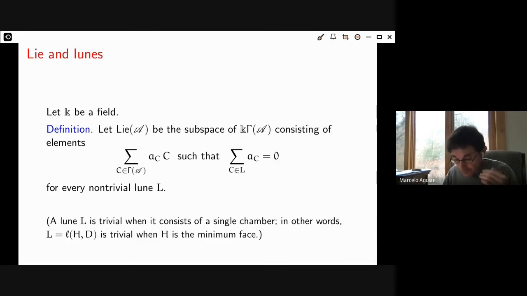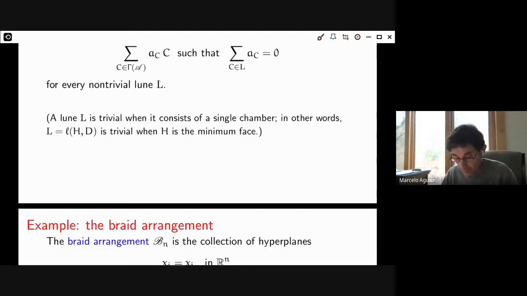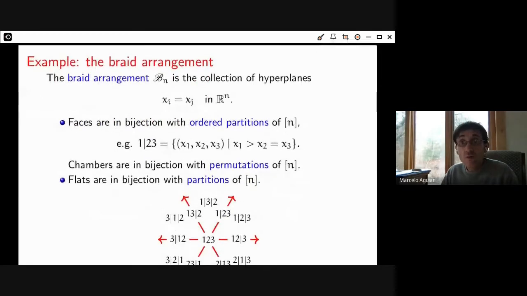And I want to call that space Lie of A, and I want to give you reasons for that. So the very first thing I should do is to explain how this definition recovers the definition of the space Lie, the multilinear part of the Lie algebra that we had at the beginning of the talk. For that, the arrangement that we have to choose is the braid arrangement. The braid arrangement is an arrangement of hyperplanes in R^n consisting of the diagonal hyperplanes, where you set two variables equal to each other, x_i equal to x_j, i different from j. That's the famous braid arrangement.